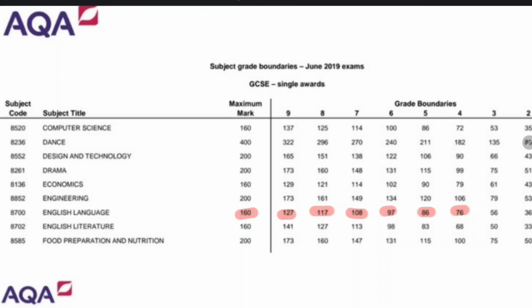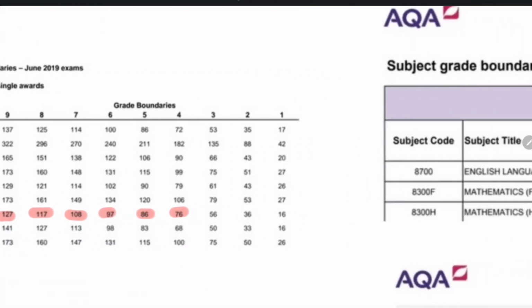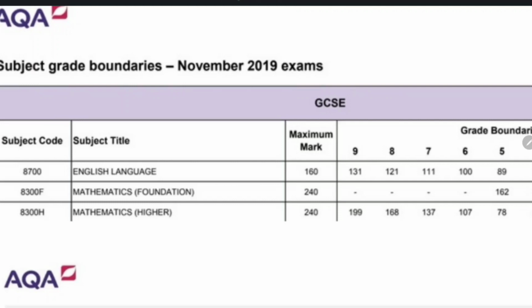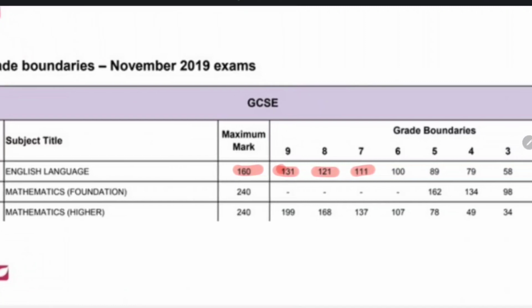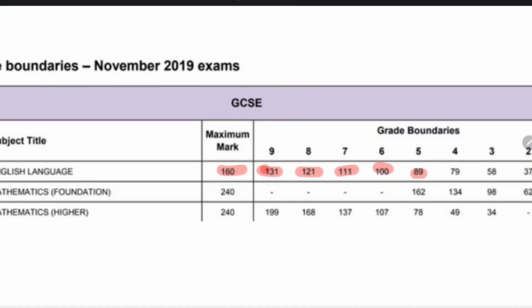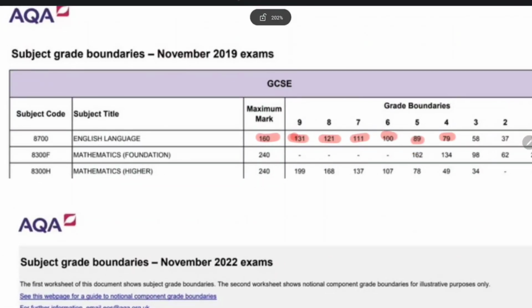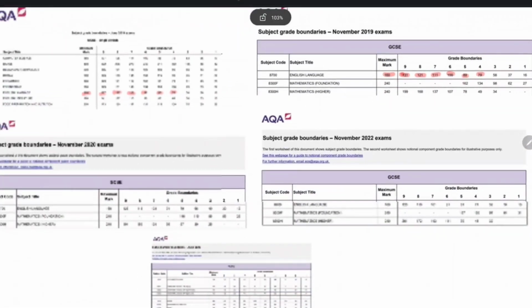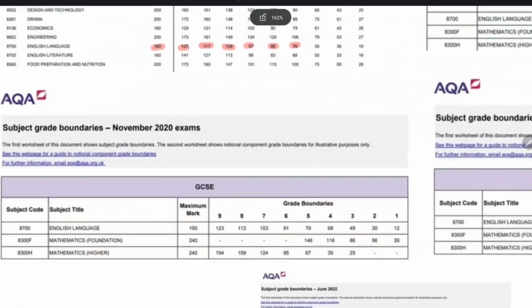So that could be writing your narrative, working on tweaking your story or your description, using more advanced vocabulary, things like that. So that was June 2019, and then moving across to November 2019. So out of 160, grade 9 was 131, grade 8, 121, grade 7, 111, grade 6, 100, grade 5, 89, and grade 4, 79. So these are the grade boundaries for November 2019. So the same concept really. And then these are more of the recent time.